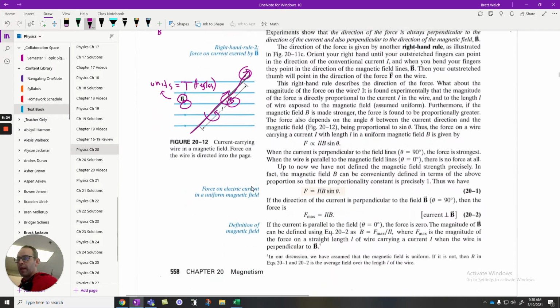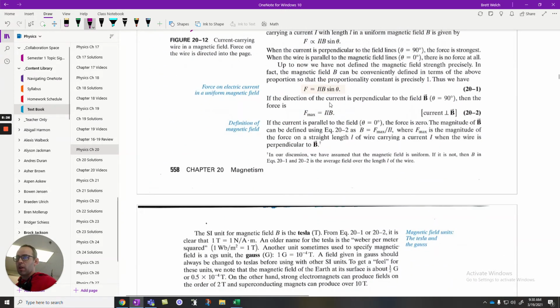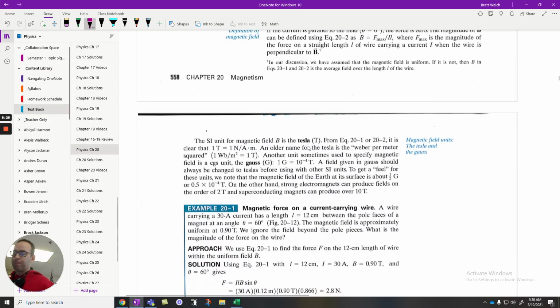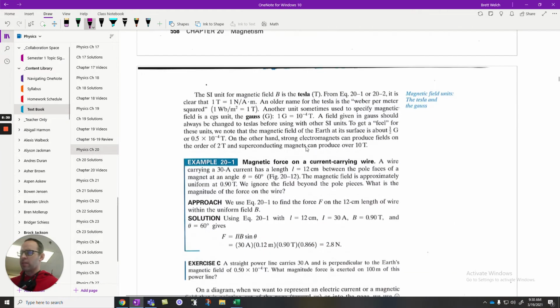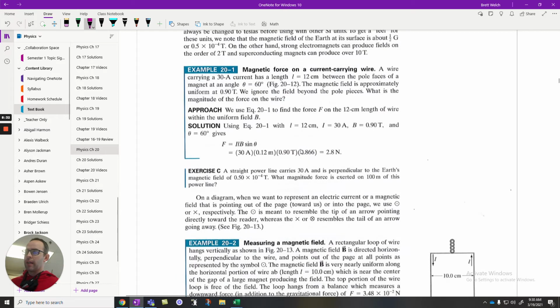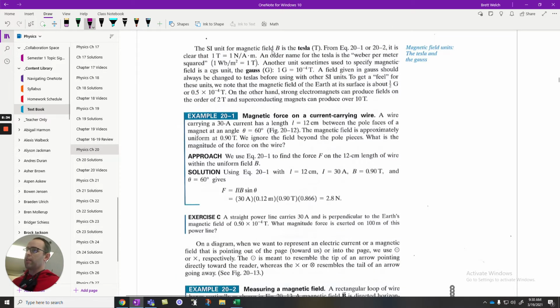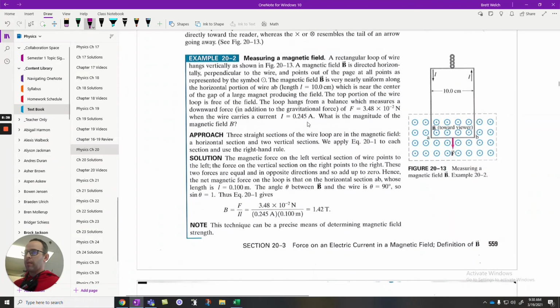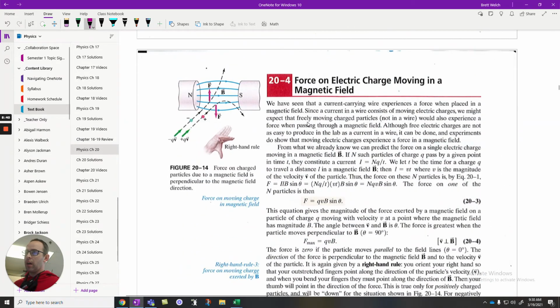All right, so let's keep rolling. We'll talk about the right-hand rules for these in just a minute, but you can see there's our I L B sine of theta. And the maximum, of course, is at 90 degrees. The next thing that we want to talk about, and here's where we talk about the SI unit for the magnetic field B, is the Tesla. Okay, we're going to scroll down and we're going to talk about our other one.